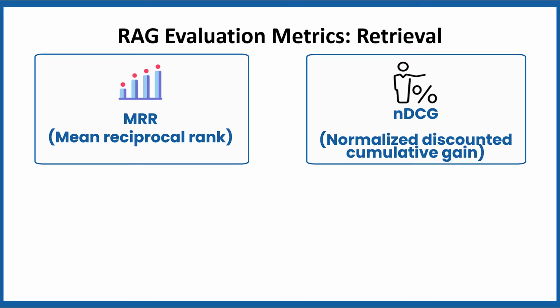For example, when Spotify recommends songs, nDCG rewards the system more if your favorite song appears in slot 1, not slot 8.